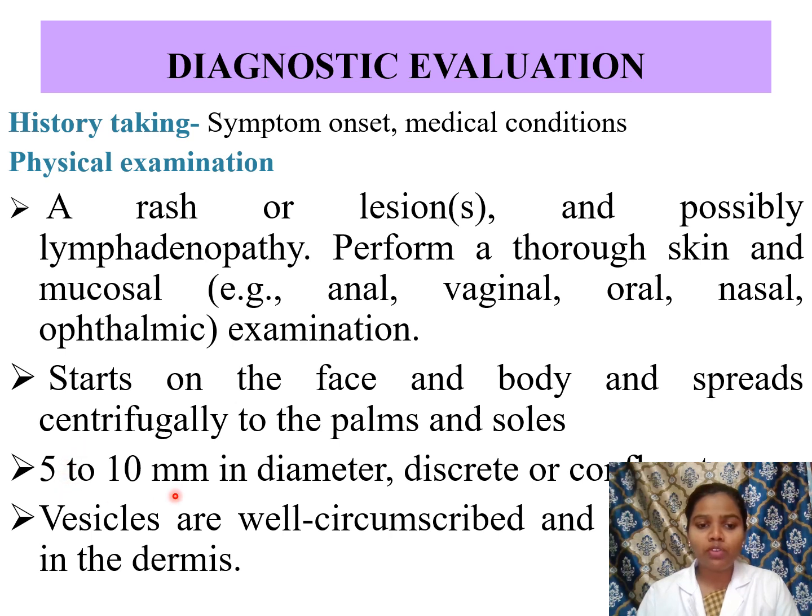The rash is 5 to 10 millimeters in diameter. It is discrete or confluent. Vesicles are well circumscribed and are deeply seated in the dermis layer of the skin.